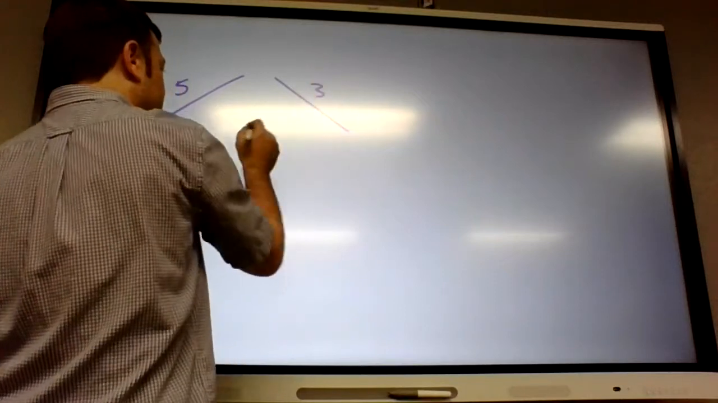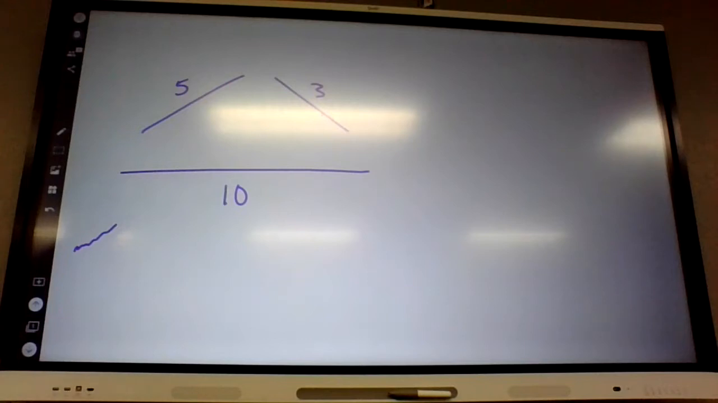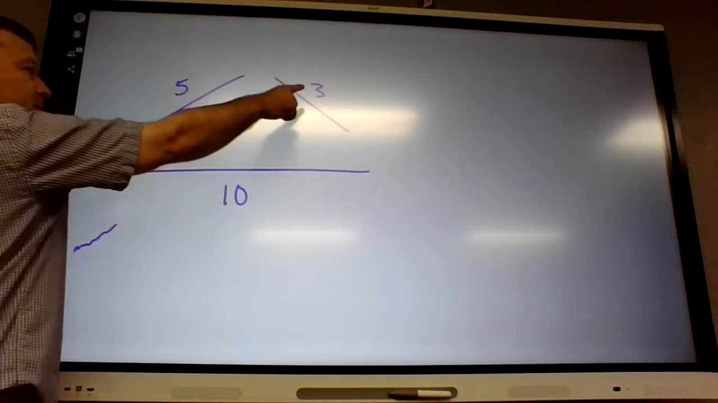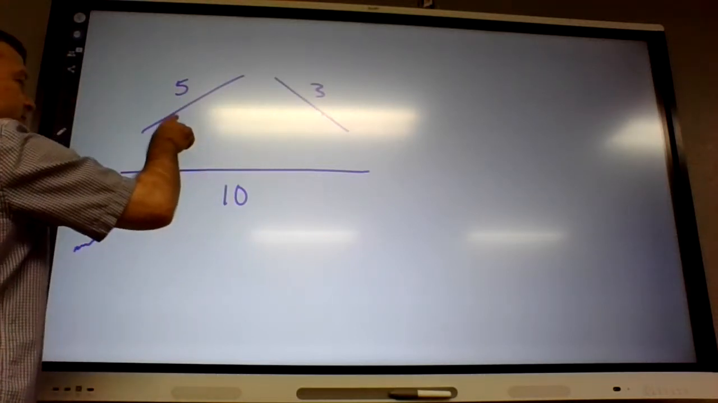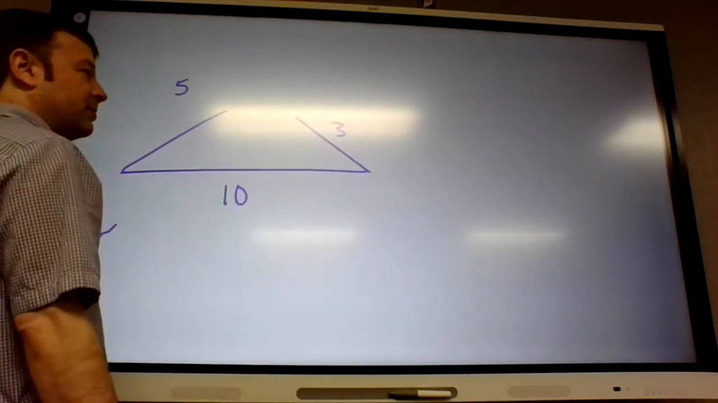So, we're talking about the sides of triangles today. If I have these three sides for a triangle, is it possible to make a triangle with these three segments? Can I make a triangle with these? These are the lengths, by the way, 5, 3, and 10. Can I make a triangle with those?